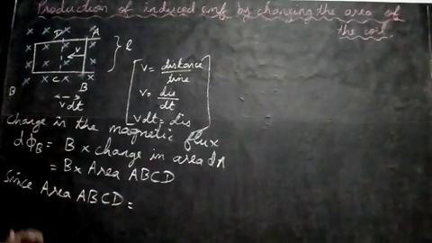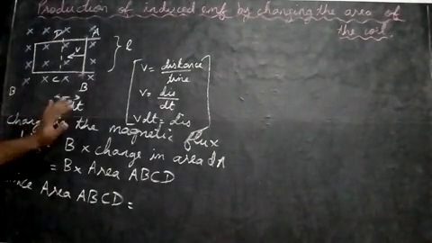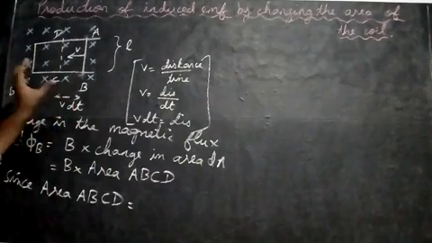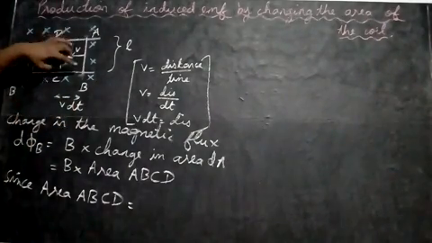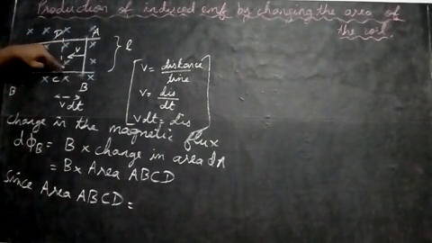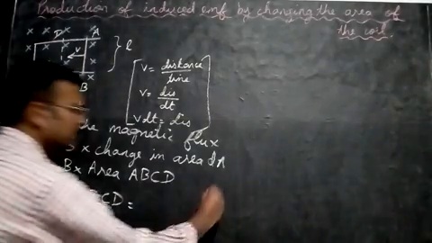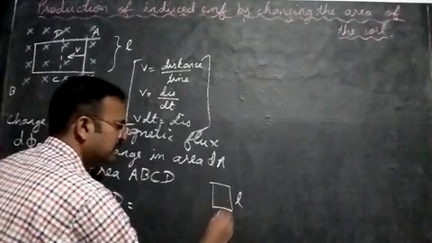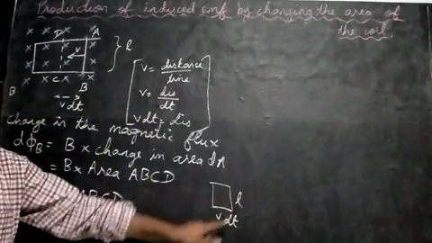Next, we must see what this area is equal to. Area means distance into length. You can say ABCD is like a rectangle, that means length into breadth. You can see it is like this way now. This was the length and the breadth was V dt. So area means length into breadth.